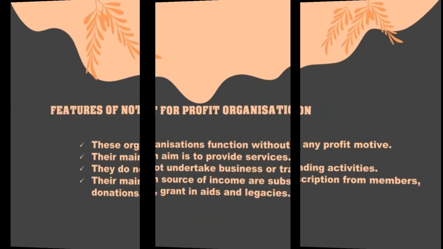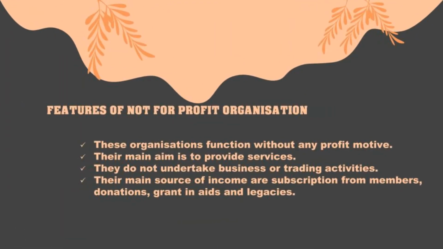Features of not-for-profit organization. 1. These organizations function without any profit motive. 2. Their main aim is to provide services. 3. They do not undertake business or trading activities. 4. Their main source of income are subscription from members, donations, grant and aids and legacies.